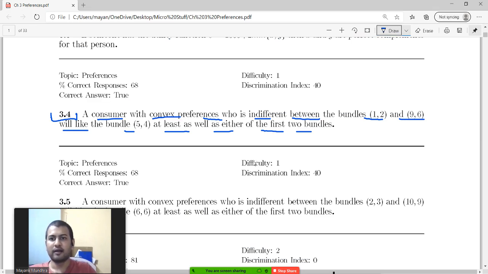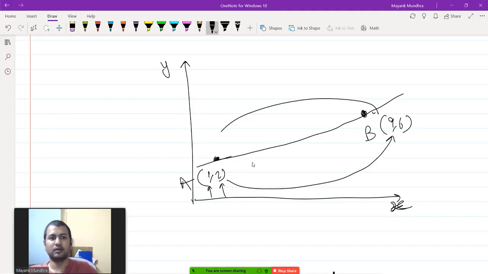Okay. Then there's another bundle (5, 4). So what is (5, 4)? (5, 4) is the midpoint of these two bundles. Okay, so the midpoint M is (5, 4).